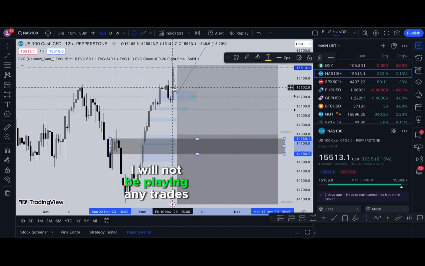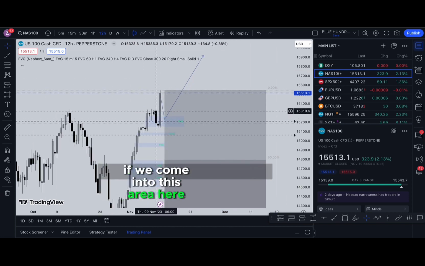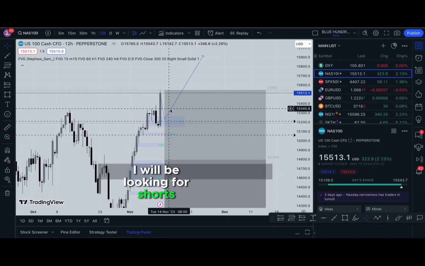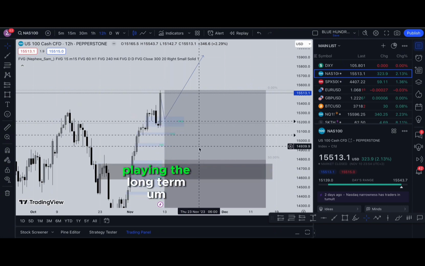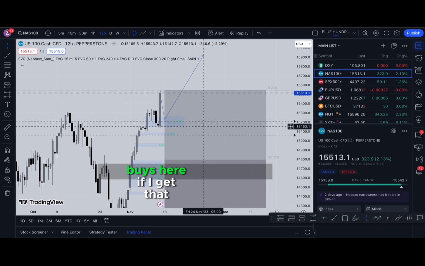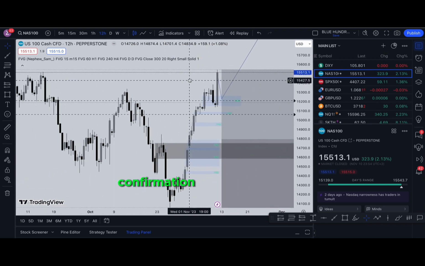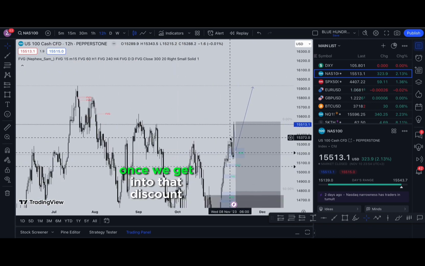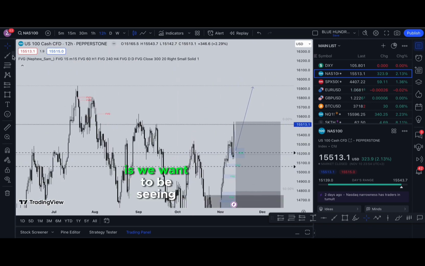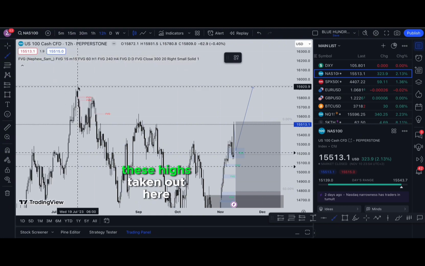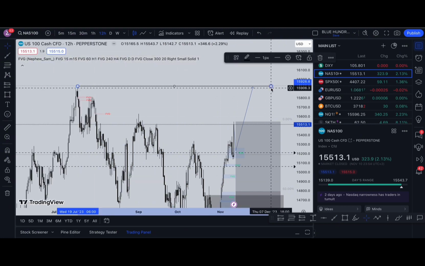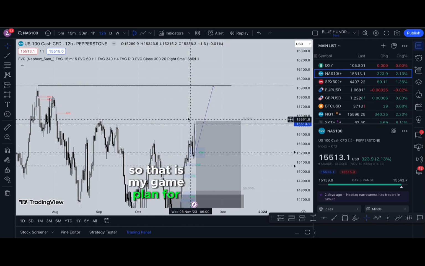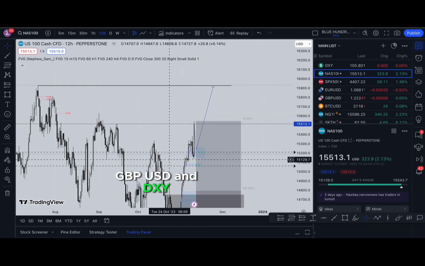I will not be playing any trades if we come into this area here. If we do break this, I will be looking for shorts down into that area and then playing the long-term buys here if I get that confirmation. And then our target, if we do get that confirmation, once we get into that discount, is we want to be seeing these highs taken out here. And I definitely could see that happening. So that is my game plan for GBPUSD and DXY.